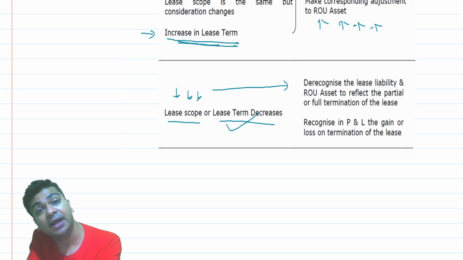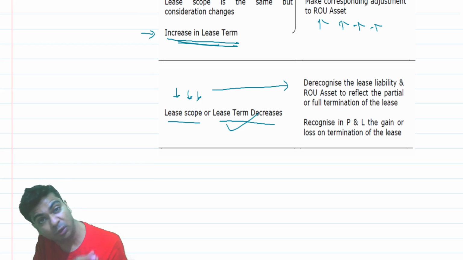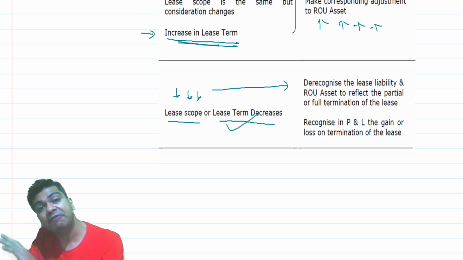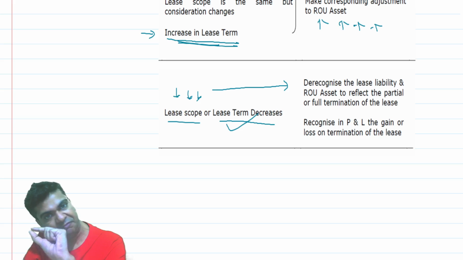So what should we do in this kind of a situation? You have to de-recognize the lease liability. You have to de-recognize the ROU asset to reflect the partial termination of the lease. So there is a partial termination over here. Earlier it was for 5,000 square meters. Now only 2,500 square meters. So 50% of the lease has got terminated.